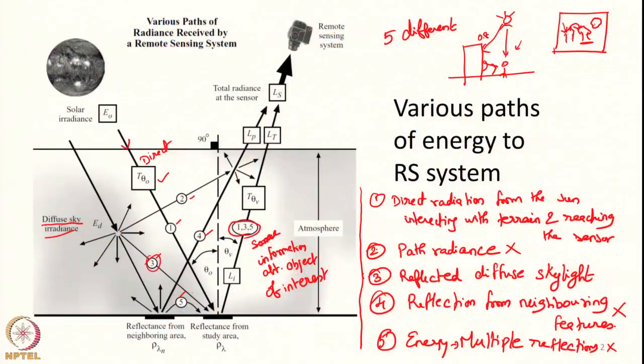So essentially the paths which we are really interested in are path 1, path 2 and path 3. These 3 are the major things which we are interested in. Path 4 and path 5 we are neglecting. Path 5 is too low, so we can neglect it. And path 4, once such adjacency effects come in, it is difficult to remove, so we have to live with it. We think as if it is not present, okay.